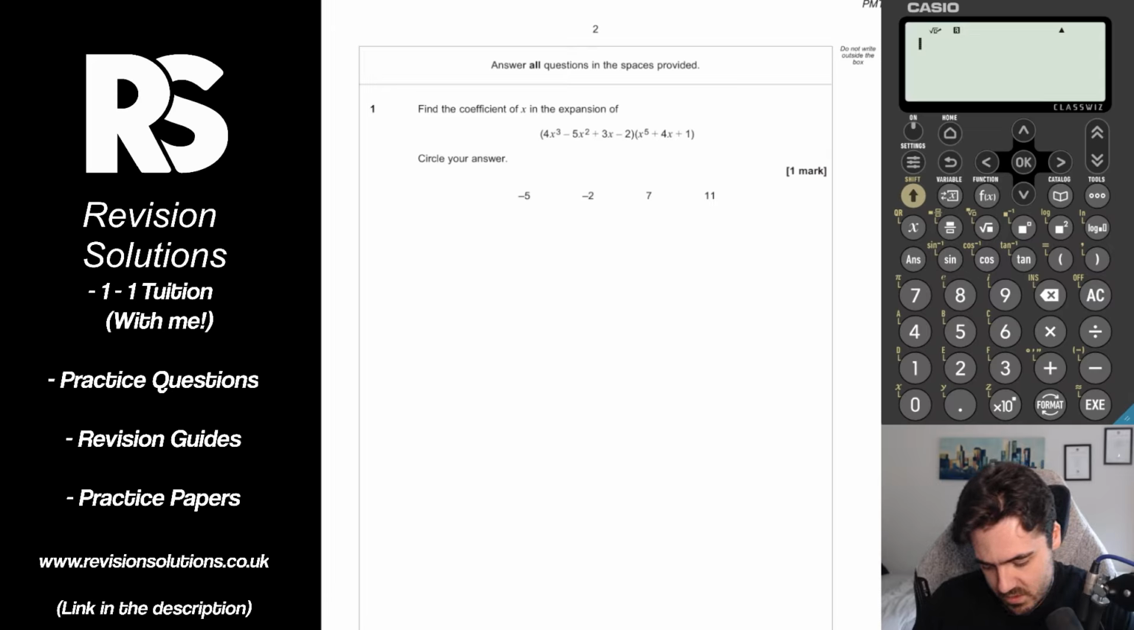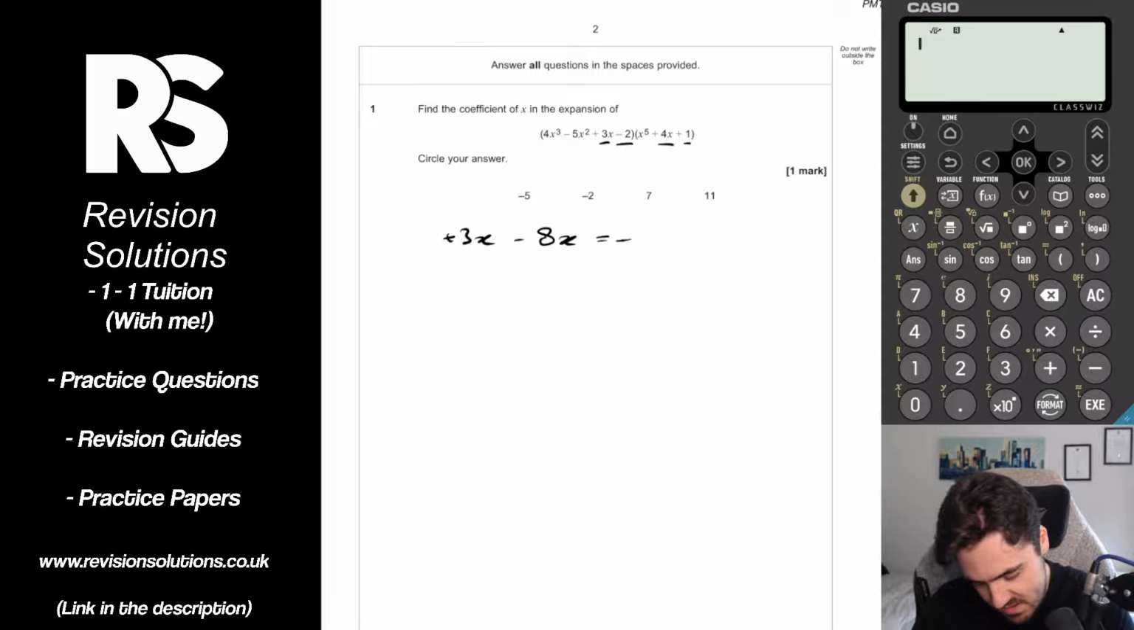Going straight for question 1, it says, can we find the coefficient of x in this expansion? So to do that, let's just think about what combinations would multiply to give us an x. Well, first off, it would be the 3x and the 1, so that would be a plus 3x. And it would be the minus 2 and the 4, that would be a minus 8x, so that would be a minus 5x, so the coefficient would be minus 5.